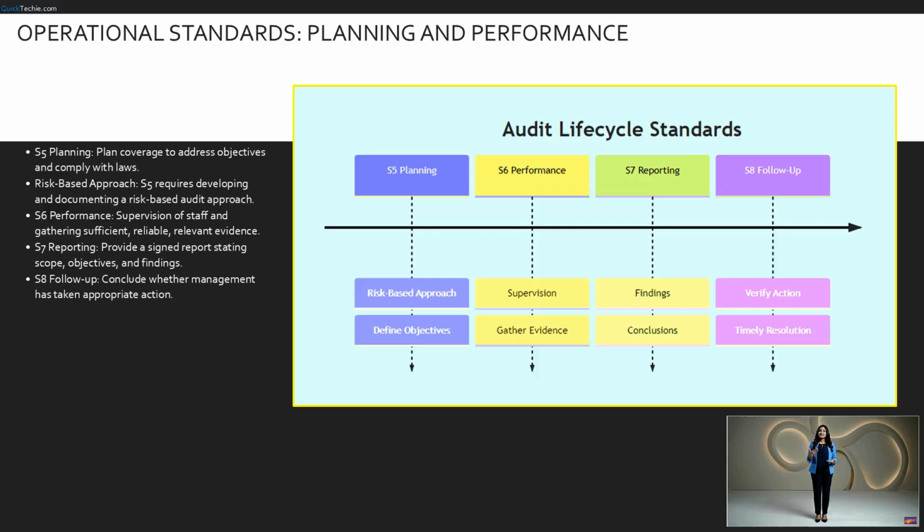You can't just guess, you need proof. S7 covers reporting. You must issue a formal report stating your findings and scope. Finally, S8 follow-up requires us to verify if management actually fixed the problems we found.